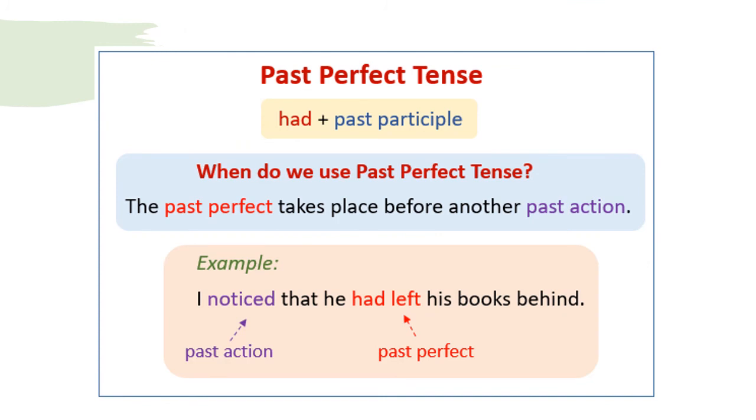The past perfect tense is generally used to talk about an action which has already taken place before another past action. I noticed that he had left his books behind. Now, he had left is a previous action before the actual action, noticed. So since noticed is in the simple past form, the had left is in the past perfect form.